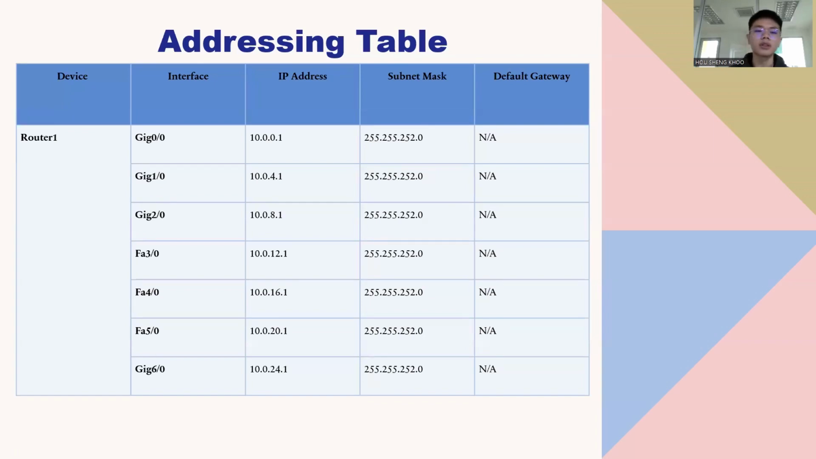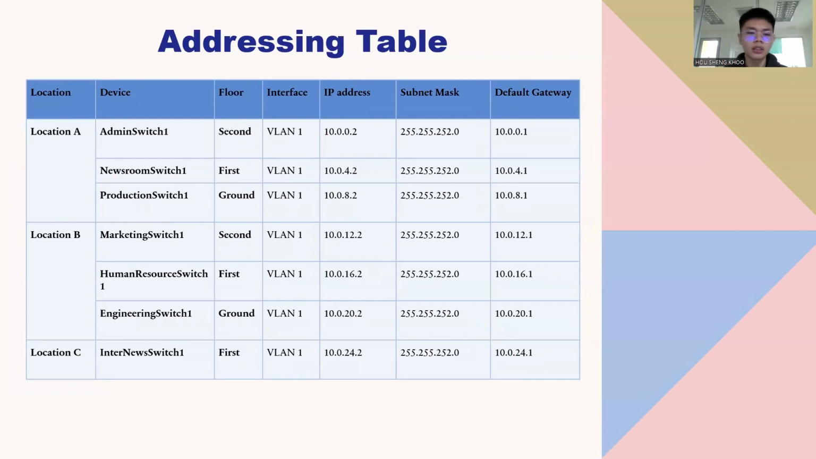After that, this is our addressing table for the router. In this table, we are using 4 gigabit Ethernet interfaces and 3 fast Ethernet interfaces. It also shows the IP address, subnet mask, and our default gateway is none. After that, this is our addressing table for the switch. In this table, the interface is VLAN 1, and it also shows the IP address, subnet mask, and the default gateway is linked to the router just now.